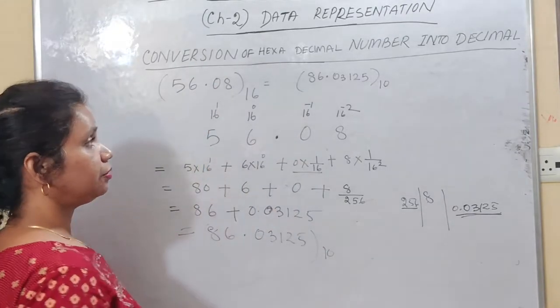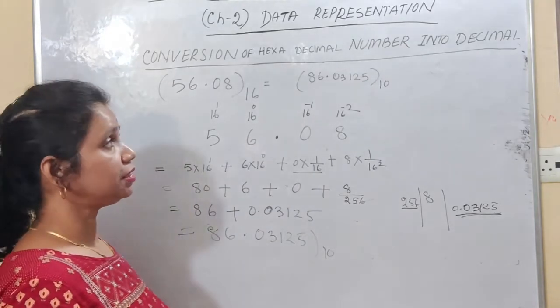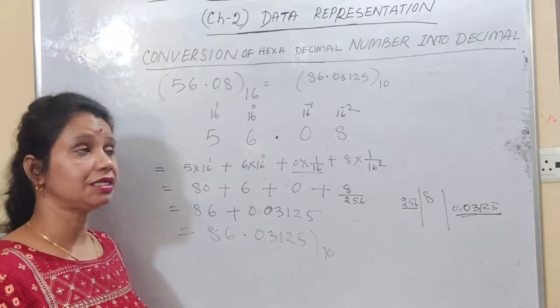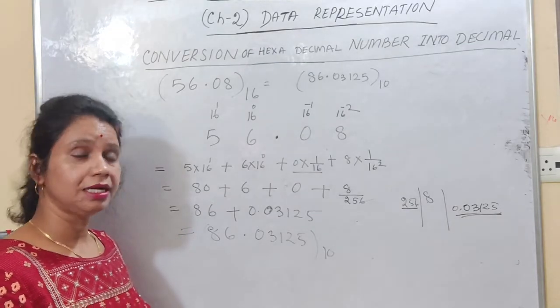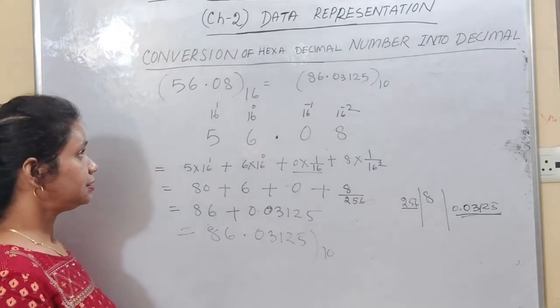Hope students you have understood the concept, that means how you can convert any number system into its equivalent decimal number system. Before that we discussed how you can convert a decimal number system into its equivalent octal, binary or hexadecimal. Take the screenshot please.